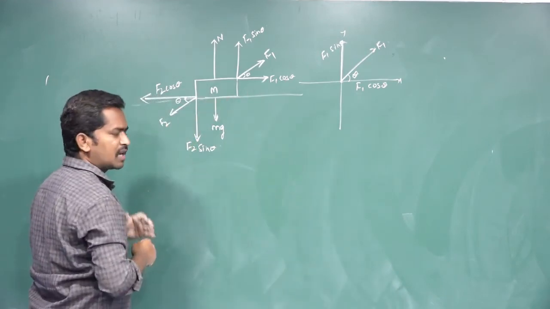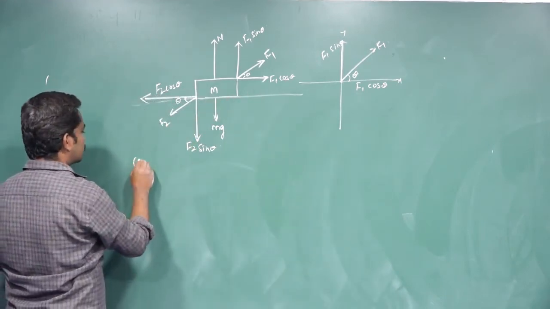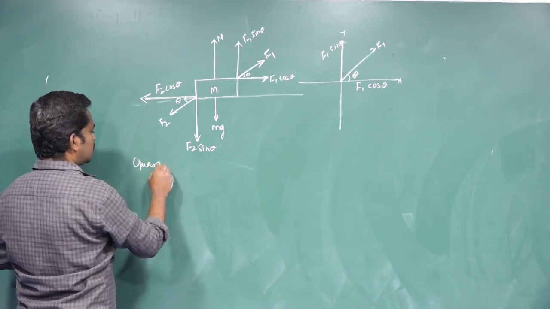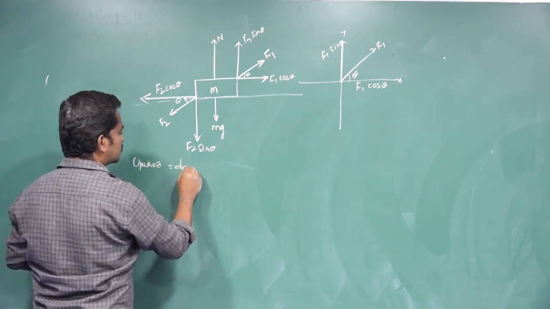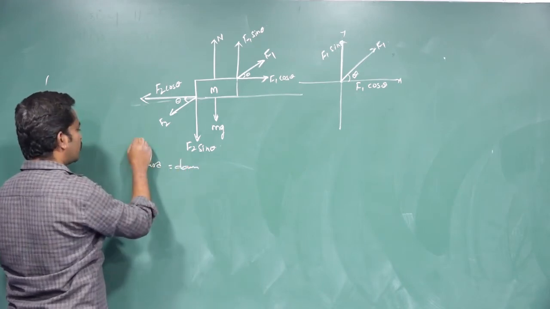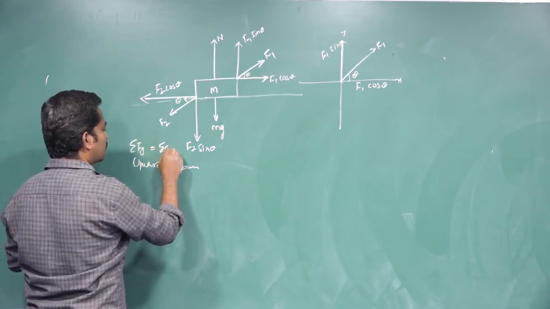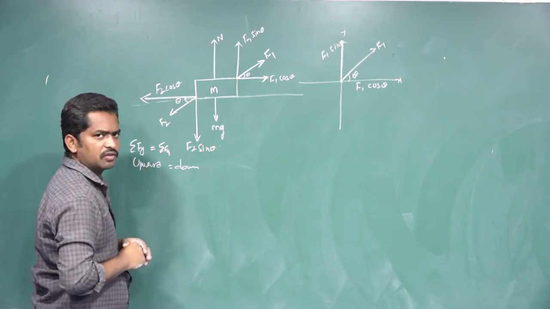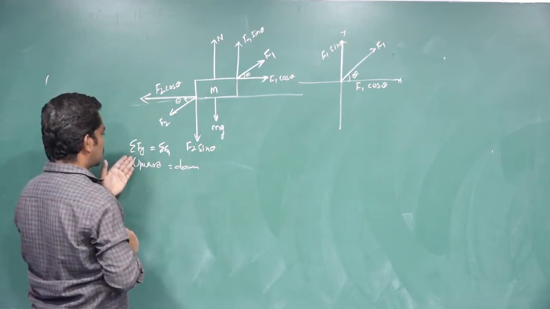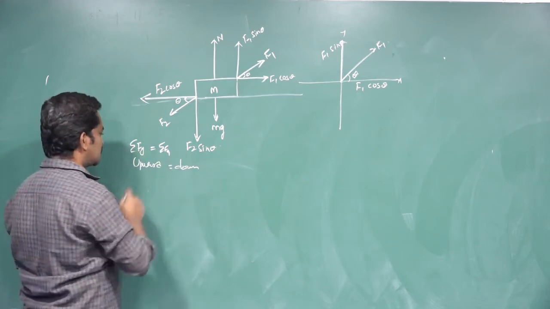Just balance: the upward force is equal to the downward force. It means the summation of F of y is equal to the summation of F of x, which is equal to 0, which means the balanced condition. So F of y equals F of x equals 0.